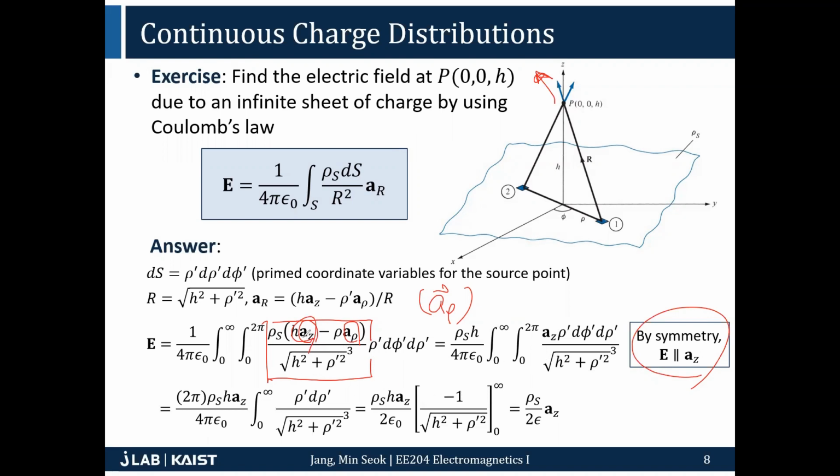If you perform the integration, again, it's just a simple integration. If you perform the d phi integration, you get 2 pi because it runs from 0 to 2 pi. So you take 2 pi out, and then you perform the rho prime integration. The rho prime integration is easy: you have rho prime squared and you have rho prime here, which makes it very easy to solve. Then you get this solution.